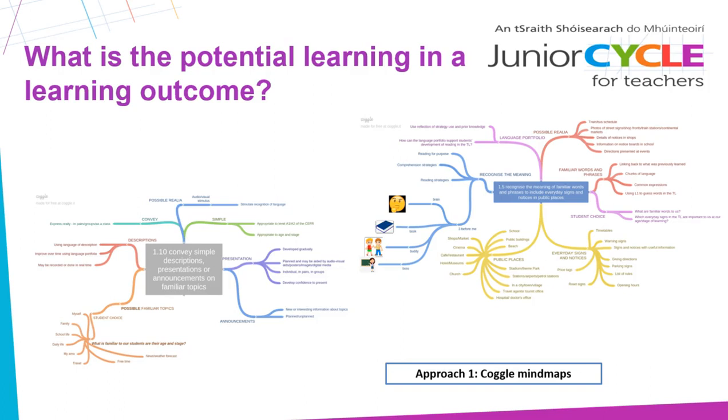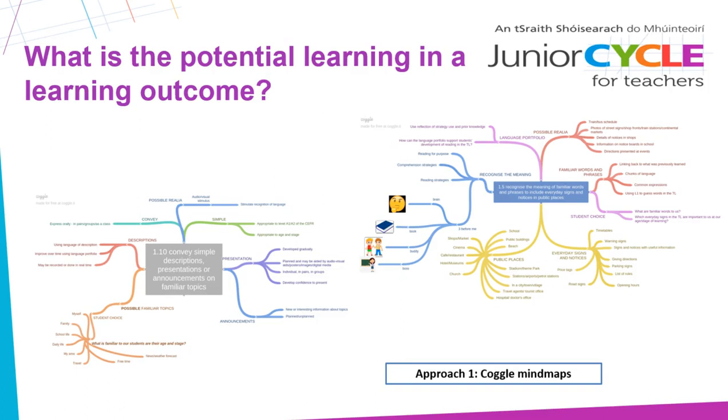This may be very difficult to read on your screen, so please refer to our Handouts tab on the right-hand side of your screen. These are called Coggle 1.5 and Coggle 1.10. Let's focus on learning outcome 1.5 from strand 1, belonging to the element reading.